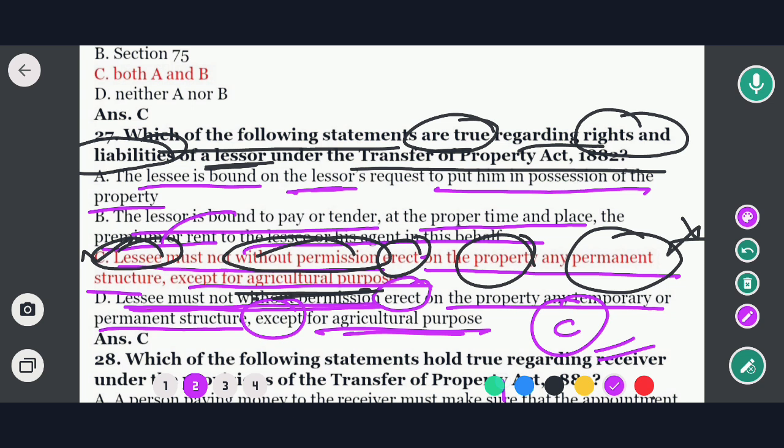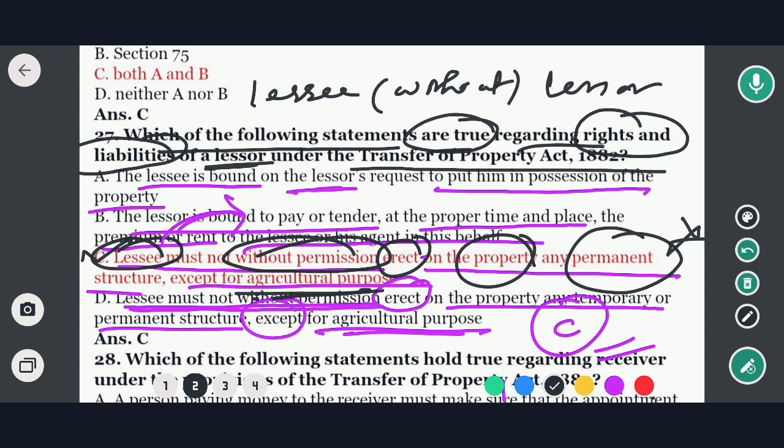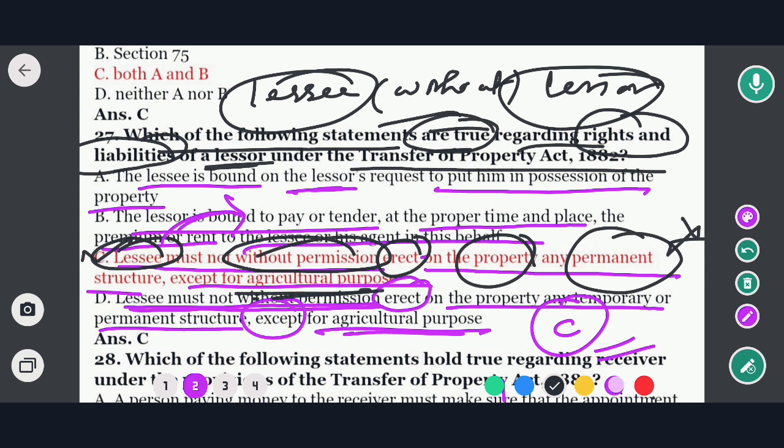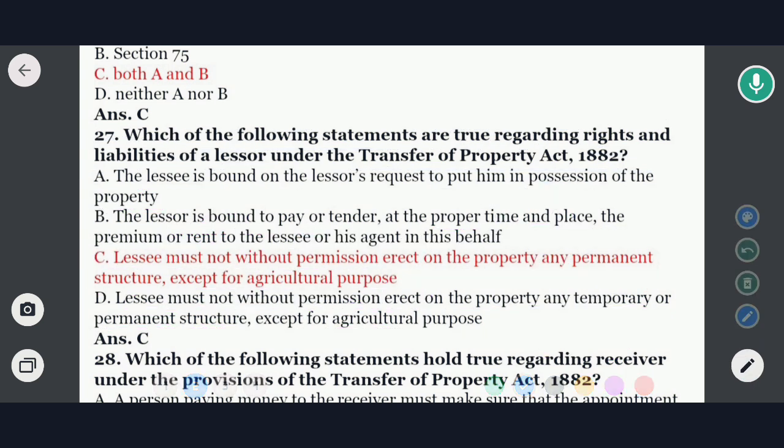What is the right here? The lessee's right is given that lessee, without permission of the lessor, cannot erect any permanent structure on the property except for agricultural purpose. So in this case, Option C would be the correct answer. Okay, so now moving to the next question.